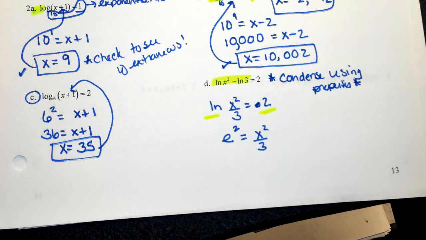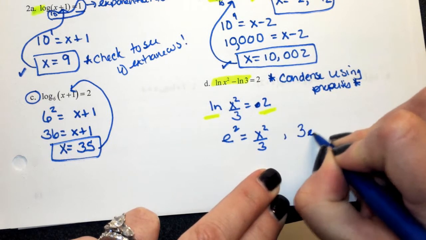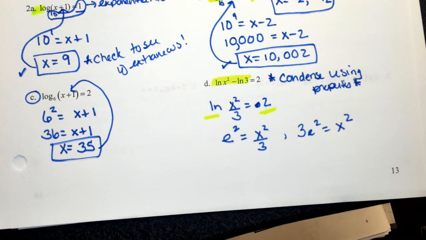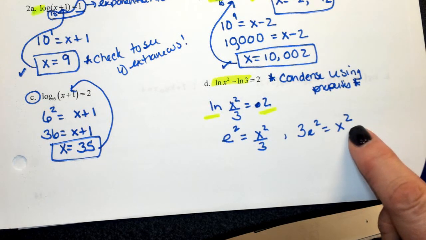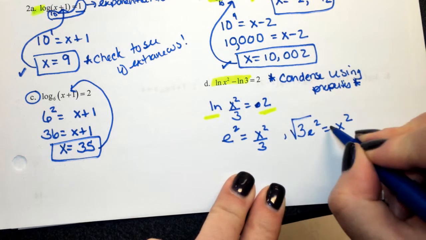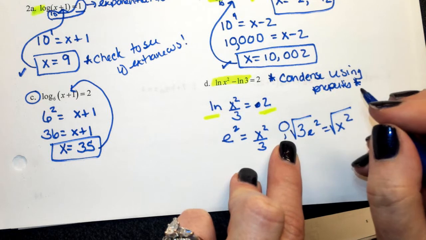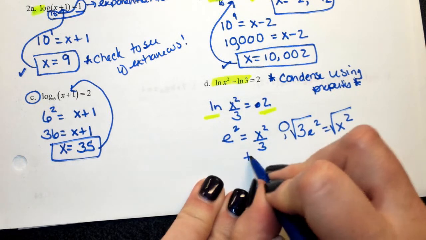The question is, how do I start getting x by itself? What's going to be my first step? Multiply both sides by 3. So I have 3e squared is equal to x squared. Then how do I get rid of the square? Square root it. And don't forget, when you do square root, what do you have to remember to put in front of the radical? Plus or minus.